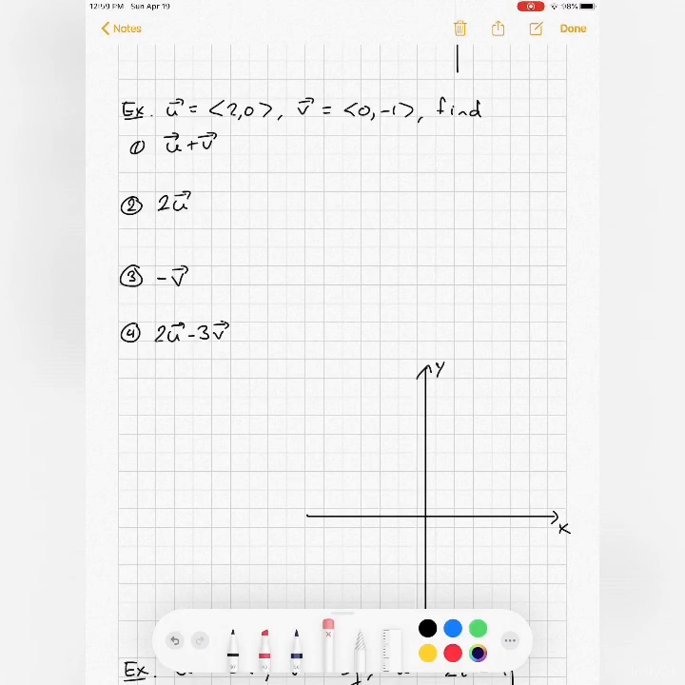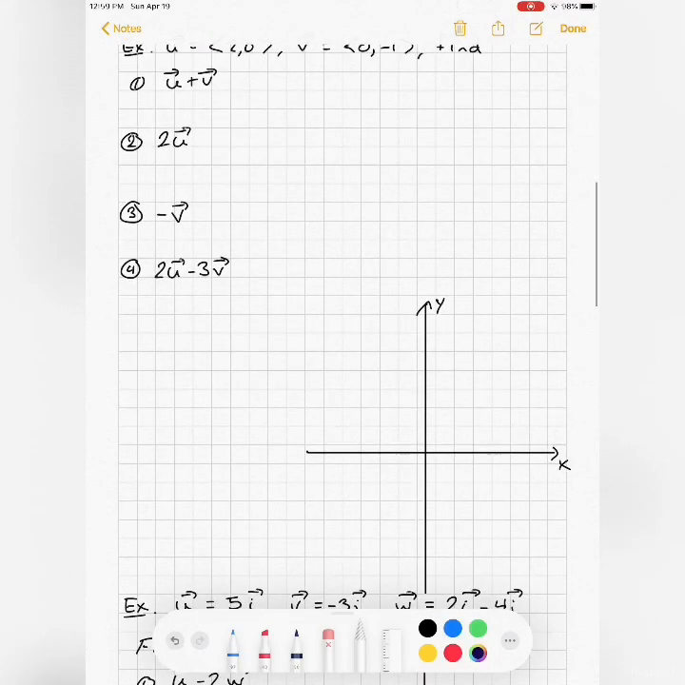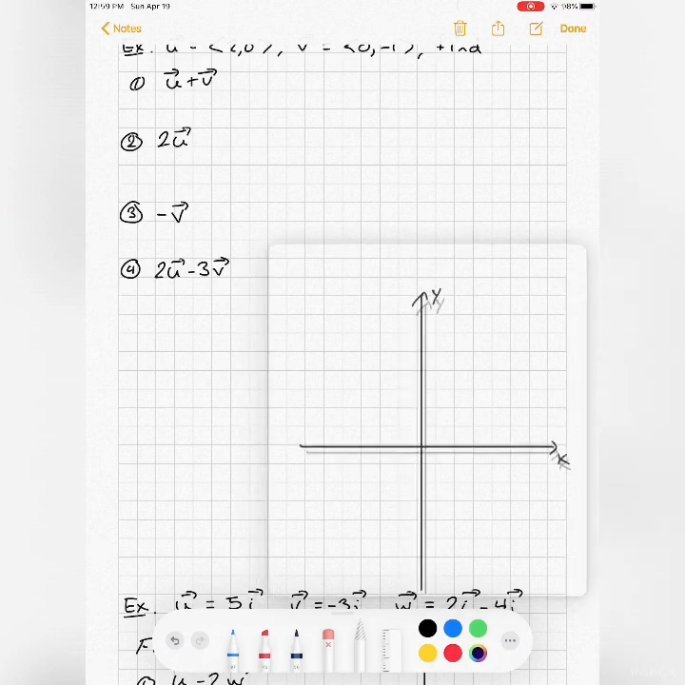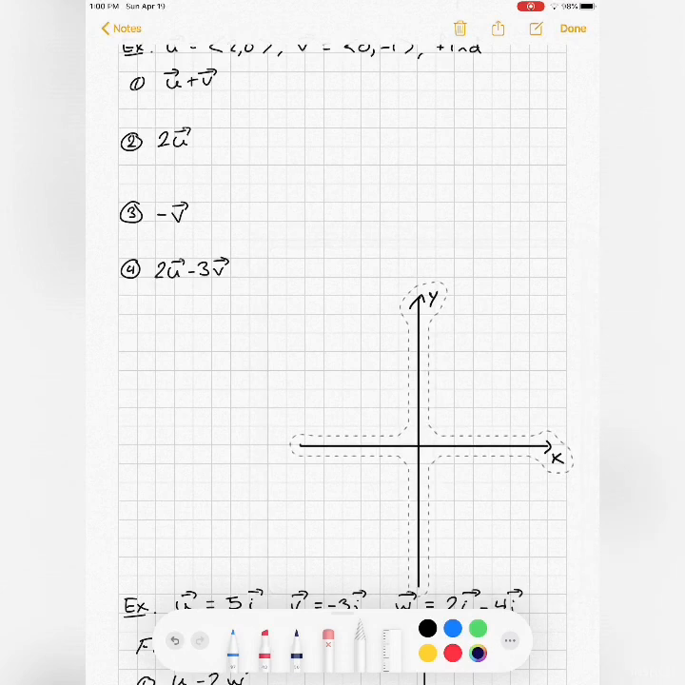Okay, what's next? So here I have two vectors, a vector u and a vector v. And I'm asked to do some vector algebra. So maybe I'll start by just sketching the vectors u and v. I could start those vectors anywhere, right? But unless I had a reason to do otherwise, I think I would just start them at the origin.